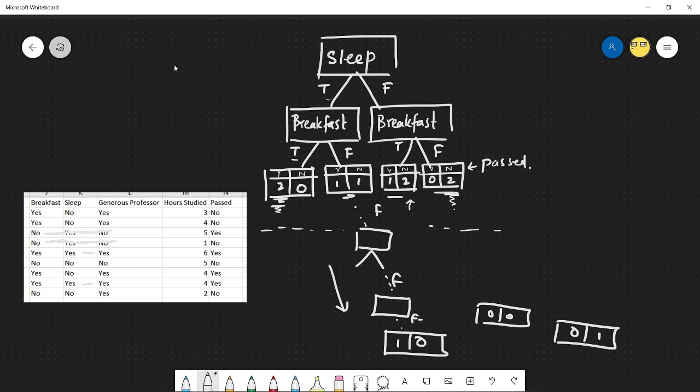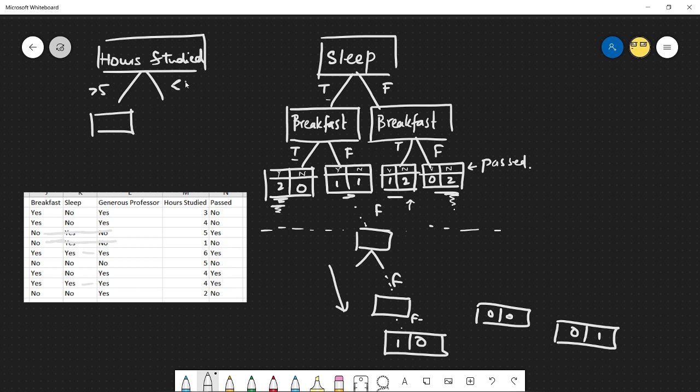Lastly, I want to add that if I were to use hours studied, what I would do is split on, let's say, greater than 5 and less than 5. Now, in that case, again, you will be calculating the passes and no passes, and you're going to evaluate a Gini score.